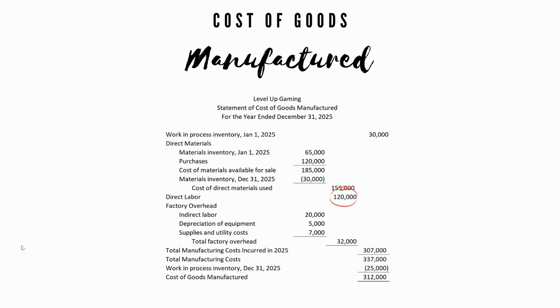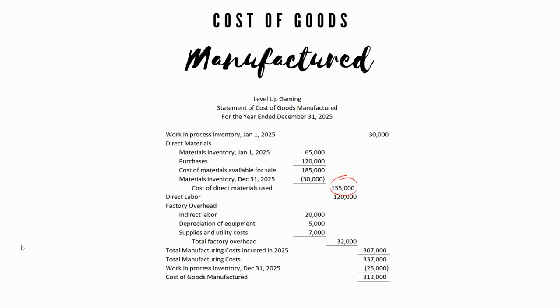Next up, we're going to put our direct labor in, and then we're going to get to our factory overhead. We're going to do this by taking indirect labor plus depreciation of equipment plus supplies and utilities costs and anything else that your company might use and put into factory overhead. And this will add up to your total factory overhead, in this case being $32,000.